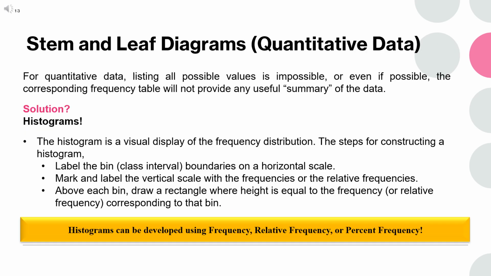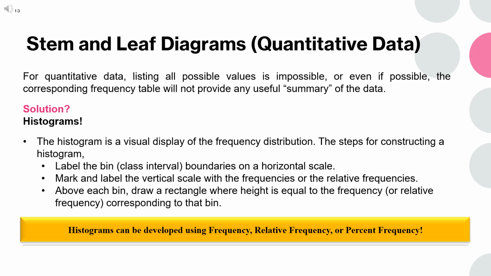Histograms can serve as an extension of stem and leaf diagrams to visualize quantitative data. A histogram is a graphical representation of the distribution of numerical data, illustrating how data points are distributed across specified intervals or bins. Each bar in the histogram represents a range of values, with the height of the bar indicating the frequency of data points that fall within that range.